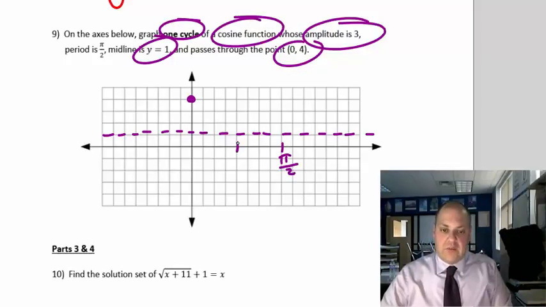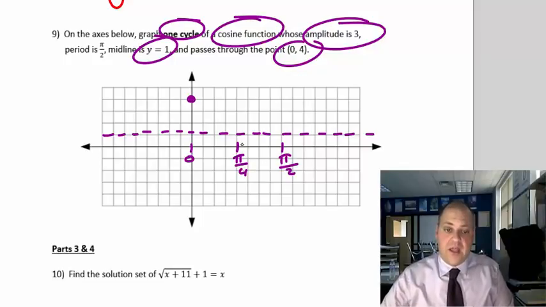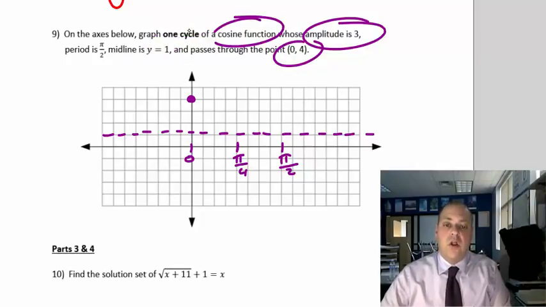So in between right there, because this is 0, this would be pi over 4. This is 1/2 of pi, and this is 1/4 of pi. You could keep going labeling if you want to, but it's not necessary. We only need to do one cycle.